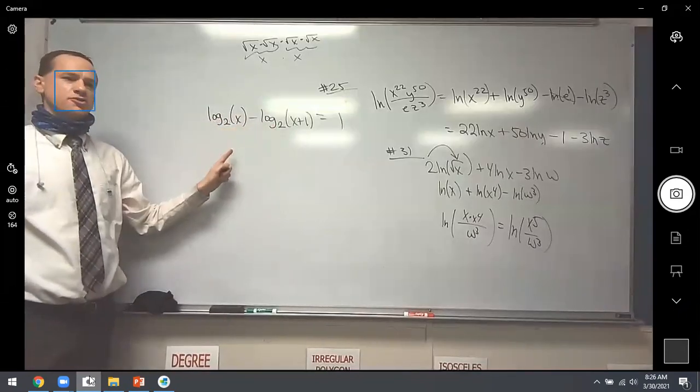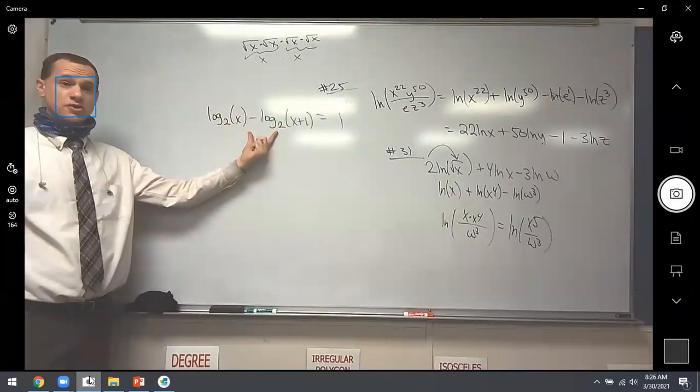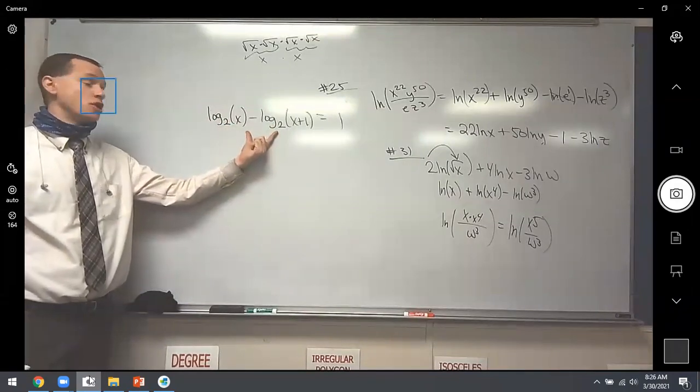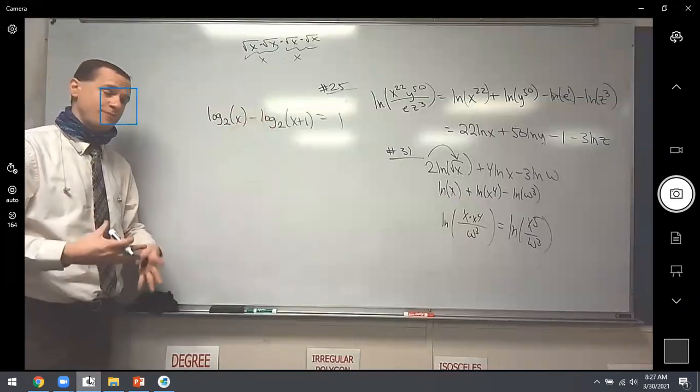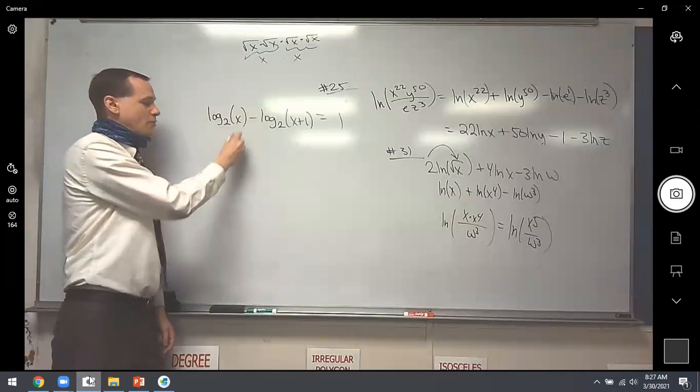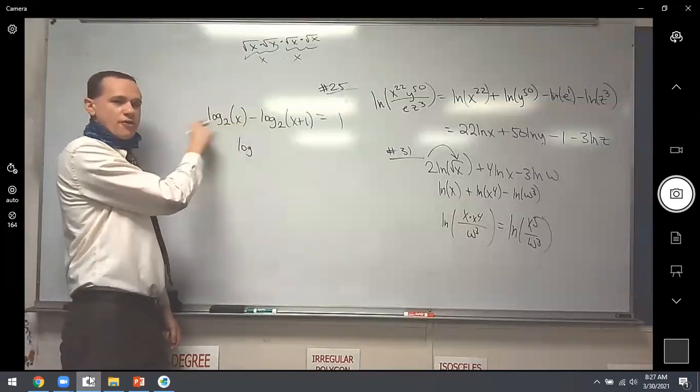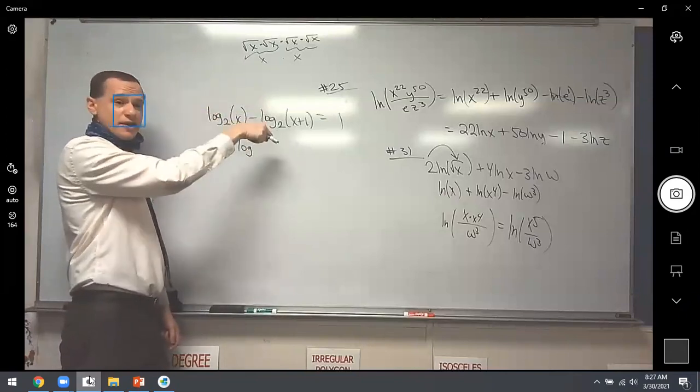Why can you not just undo the log right now? There's 2 of them, right? So I keep harping on this skill because it's really important. You need to take a couple logs and condense them down into a single log. Very important skill to have. Now, when you condense them, there's no numbers in front, are there? That's nice. I don't have to do that step.